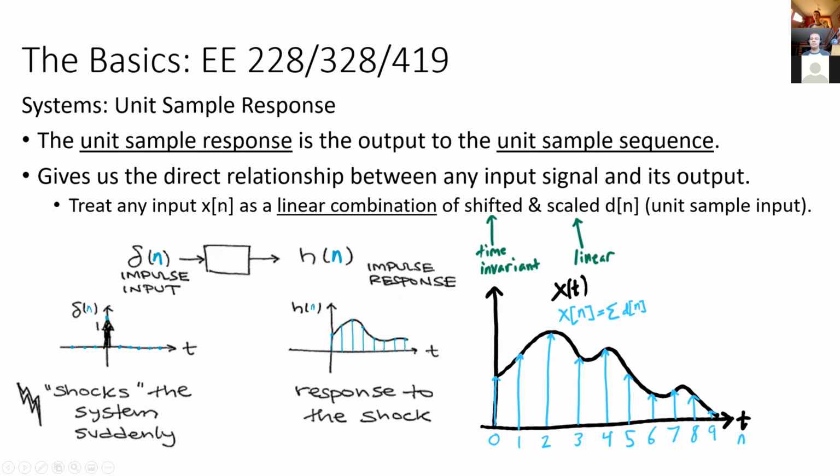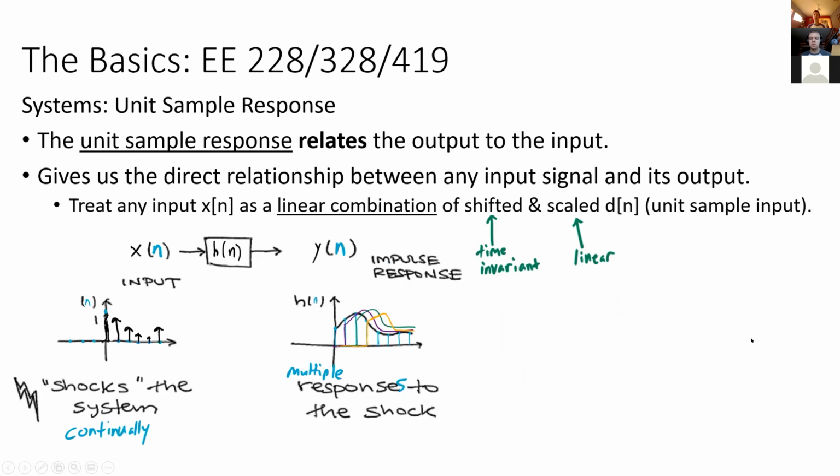And so what you can do is treat any input, x, as a linear combination, so shifted and scaled versions of this. If you imagine you have this x of t right here as your input to the system, you could also model that as a bunch of these little impulse functions, moved throughout time and scaled in magnitude. And because of the linearity and the time invariance, this will work. So unit sample response, same thing. We're just shocking the system a lot of times, and then you have multiple responses.